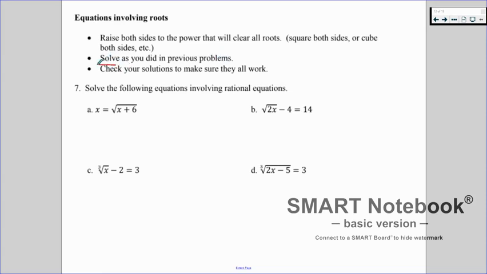This one, it's very important that we check our solutions because sometimes when we square both sides or take things to exponents, we need to make sure that the answer we get will check back in the original equation. That's because there are things called extraneous solutions, extra solutions that may arise when we do some of the solving steps that we're going to look at here. All right, so let's get started with solving the first one.